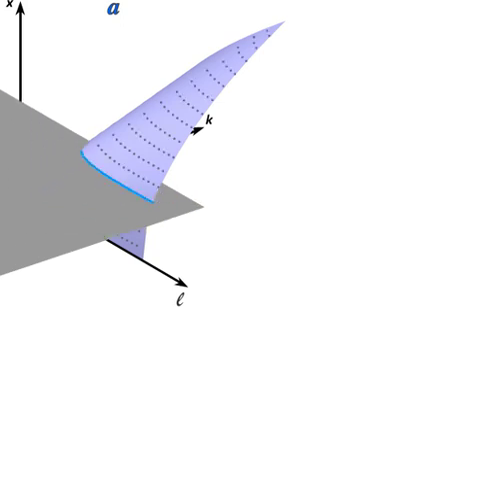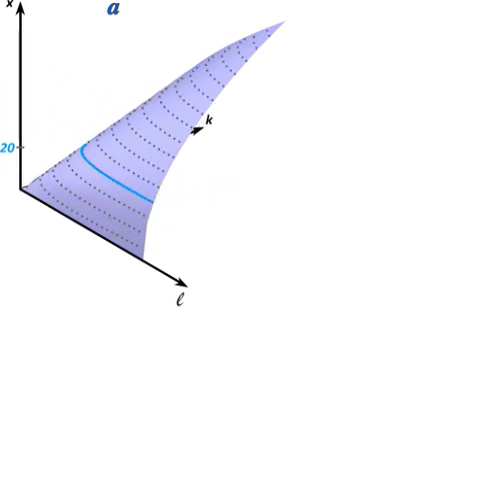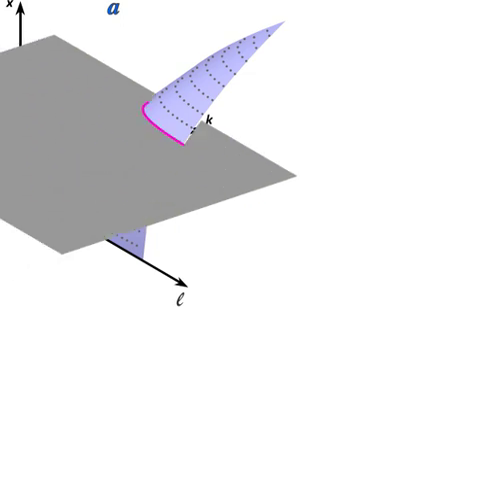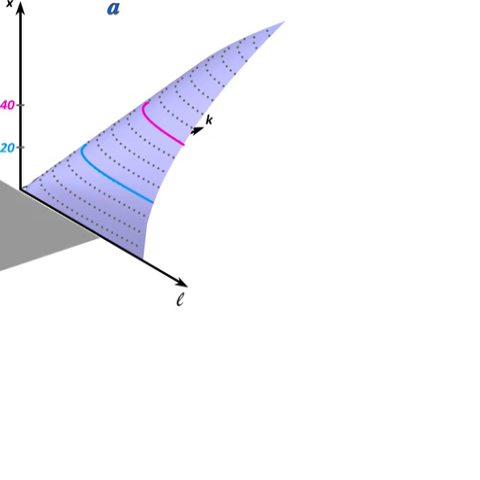We can then find all the different ways in which we can produce 20 units of the output by slicing the production frontier at the height of 20. Similarly, we can find all the combinations of labor and capital that can produce 40 units of output by slicing the production frontier at the height of 40, or all the combinations that can produce 60 units of output by slicing the production frontier at the height of 60. The magenta slice, for instance, then lies on a plane that emanates from the vertical axis at 40 and is parallel to the horizontal plane denoting labor and capital.